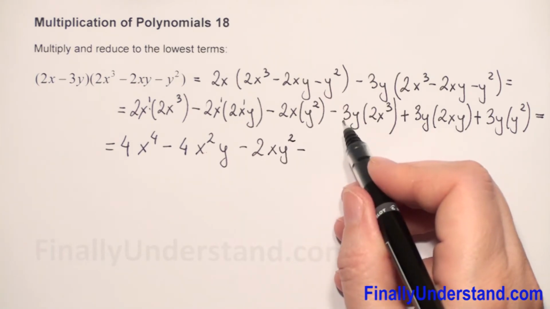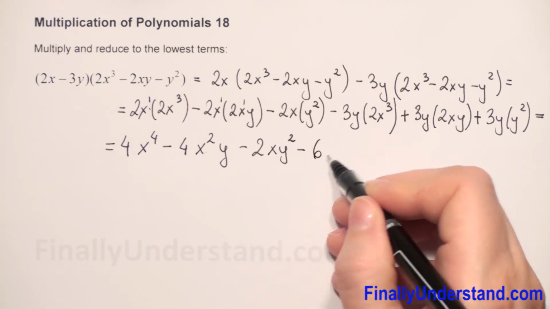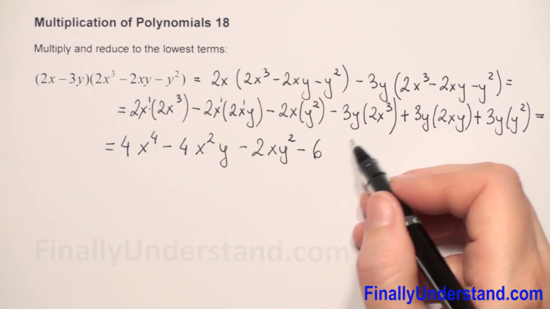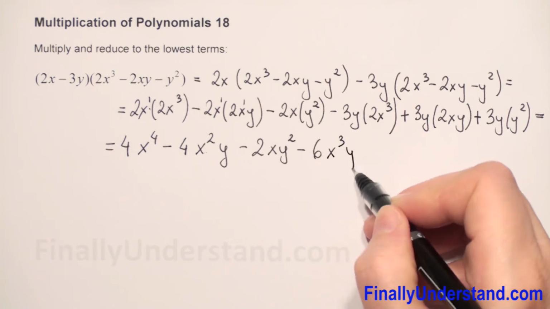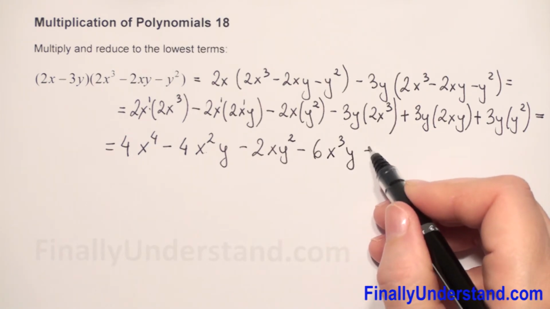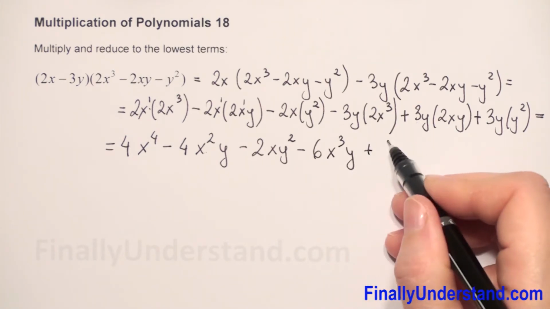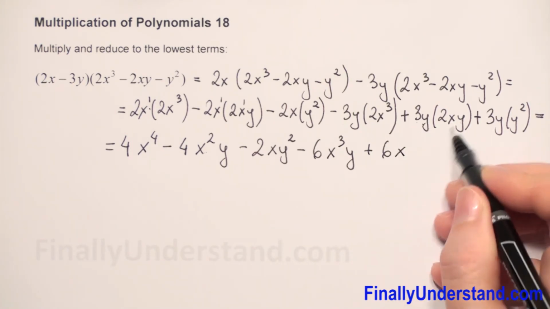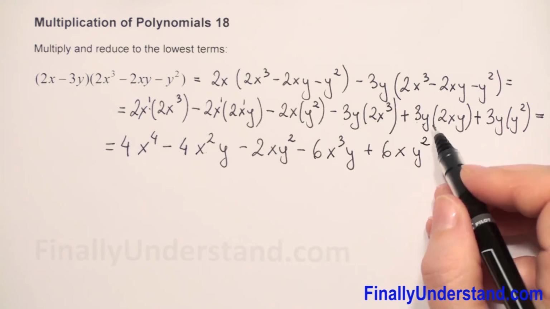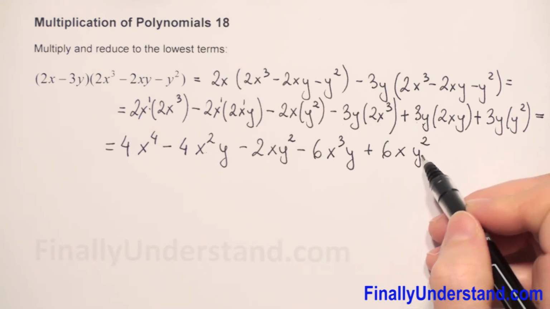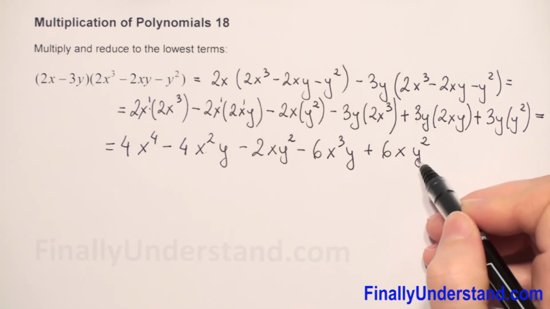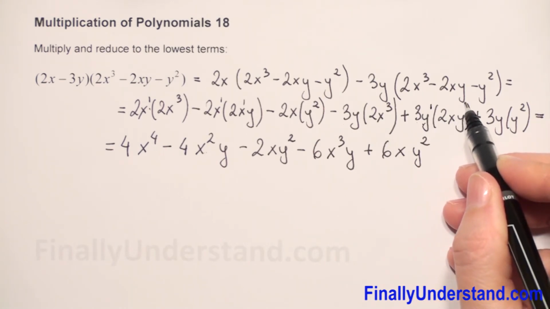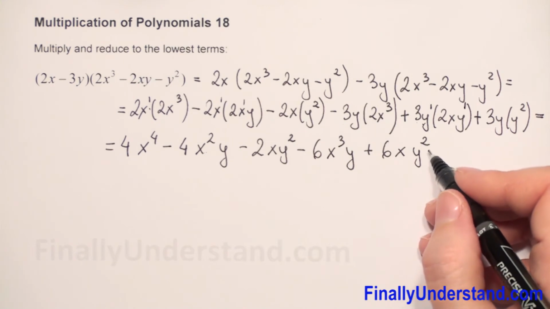And the negative sign we copy. 3 times 2 gives me 6, and we will write the variables in alphabetical order. So first will be x cubed y. Next, we have plus 3 times 2 is 6. First we write the variable x, and y times y is y squared, because when we have the same variable, we copy the base and we add exponents. When we don't have exponents, it's an invisible 1, so 1 plus 1 is 2.